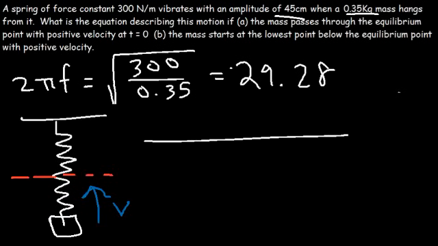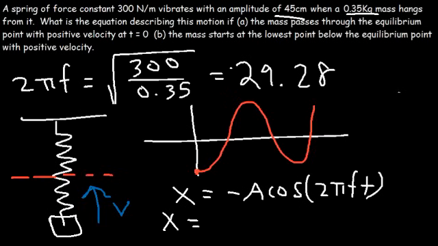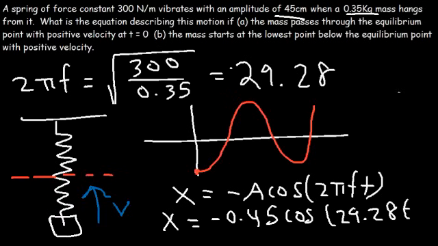So if we graph it, we're starting at negative a. If you don't start at the center, it's going to be the cosine function. Sine always starts at the center. Since we're starting at the bottom, this is negative cosine. So x is negative a cosine 2 pi ft. So the equation that describes this motion is negative 0.45 cosine 29.28 times t. So that's the answer for part B. So let's review.